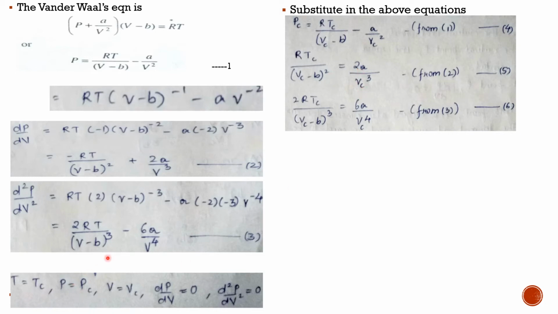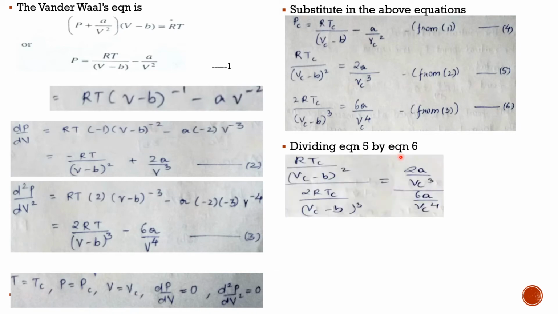And from equation 3, again this is equal to 0, so we can take this term on the other side. That will be 2RTc upon (Vc minus b) the whole cube is equal to 6a upon Vc raised to 4. So these are equations 4, 5 and 6.